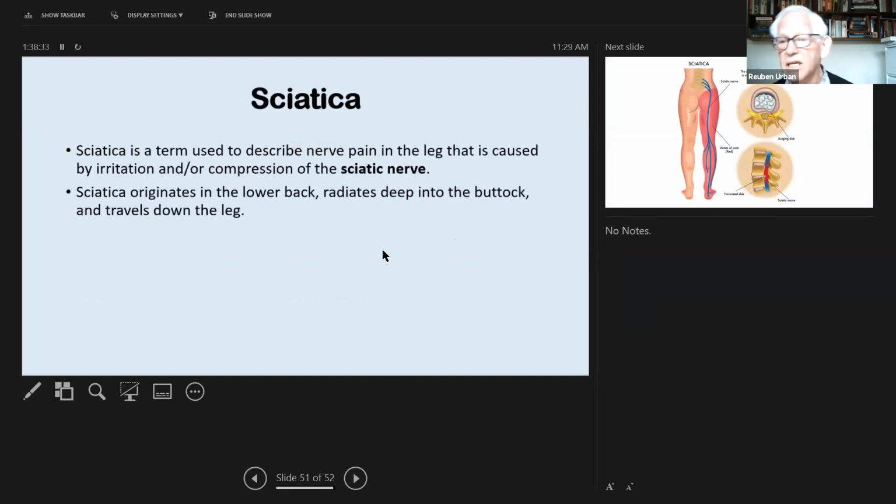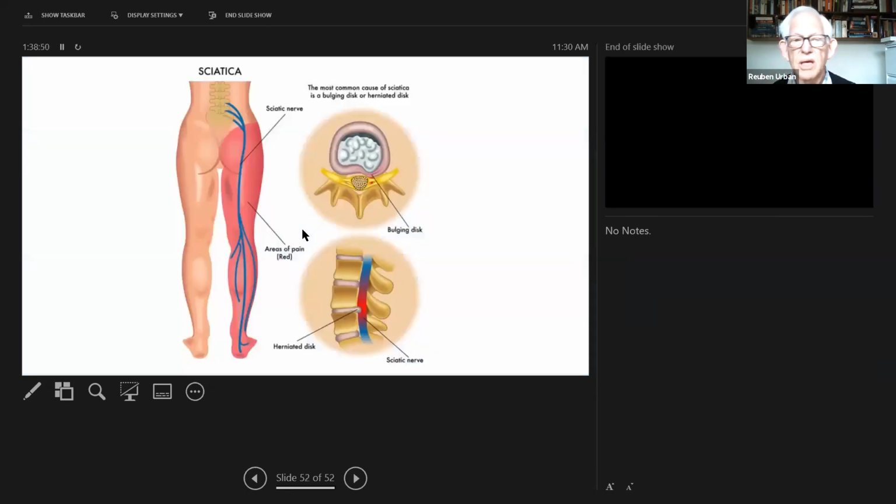Now sciatica, quite a few of us would have had that. When you get compression of the sciatic nerve, and it radiates down where the pressure is. So somewhere there, the sciatic nerve comes out of 3 places. You get where the red mark is, you get this terrible pain.